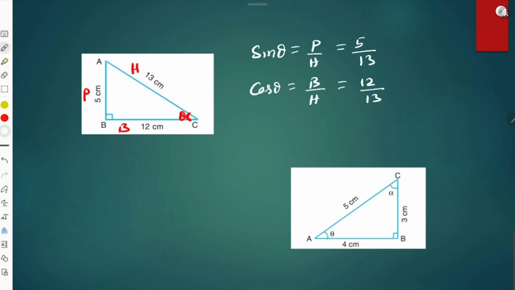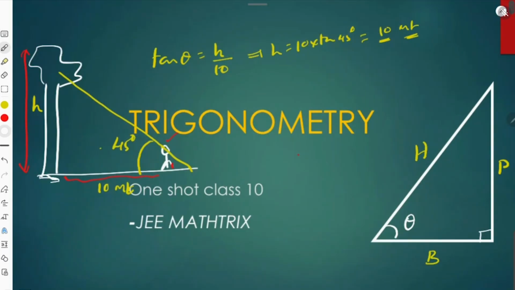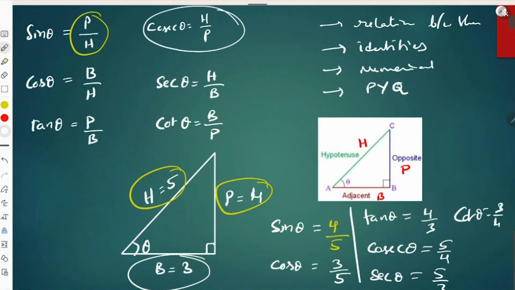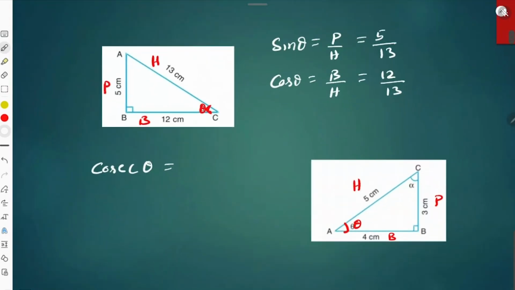If you look at this one here, the triangle's reference angle is theta. The perpendicular is 3 centimeters, the base is 4 centimeters, and the hypotenuse is 5 centimeters. Now, what about cosecant theta? The cosecant theta definition is hypotenuse by perpendicular. What is the hypotenuse?